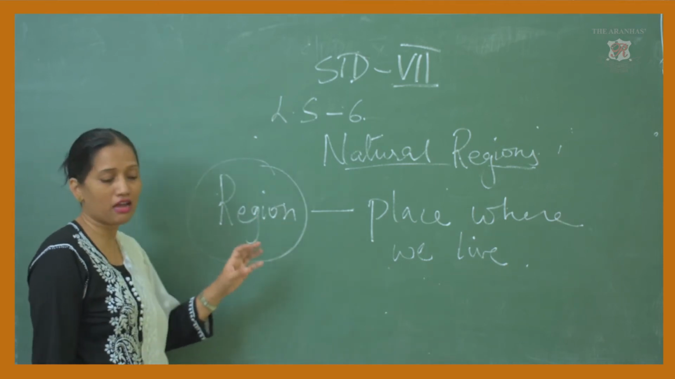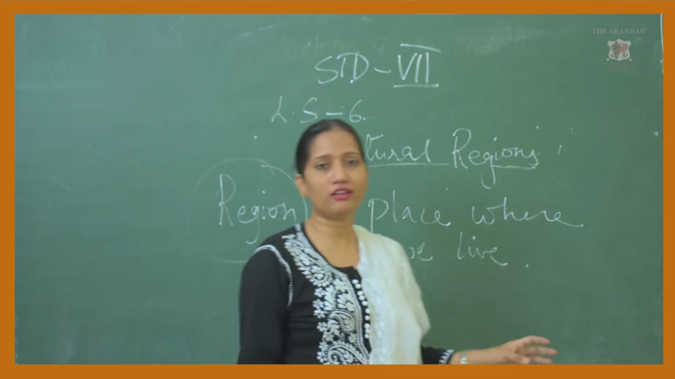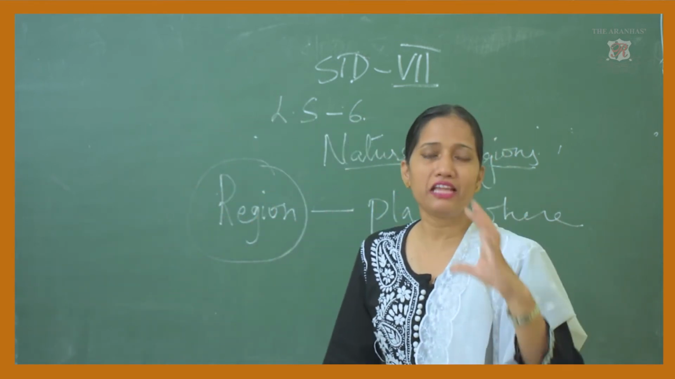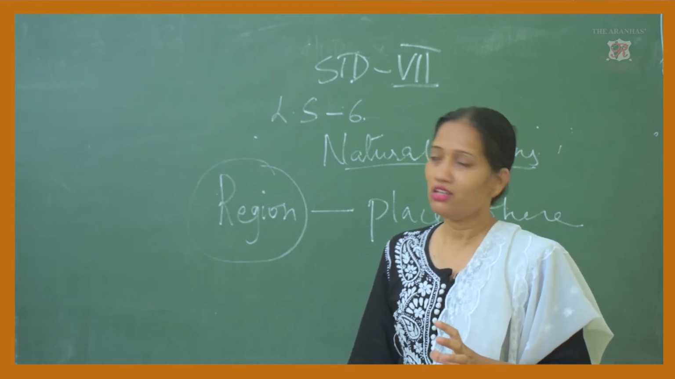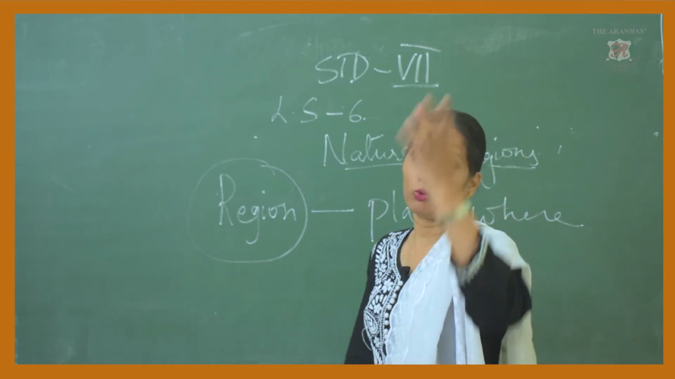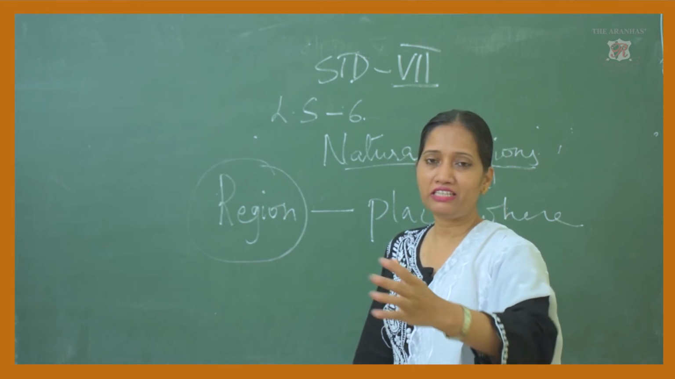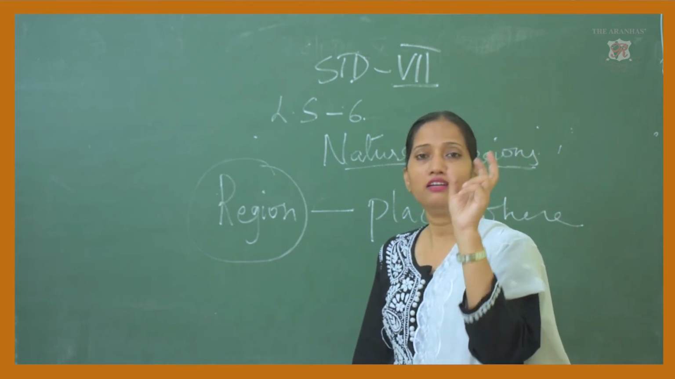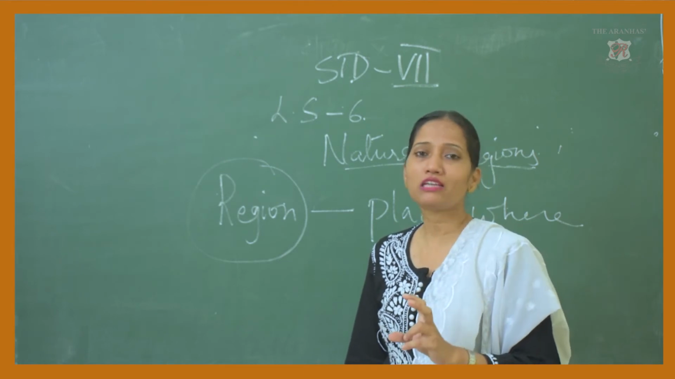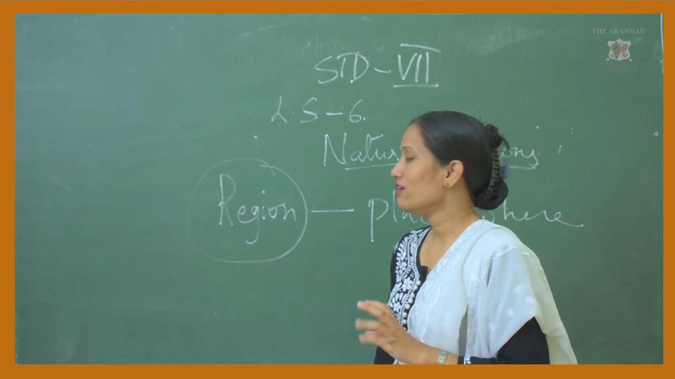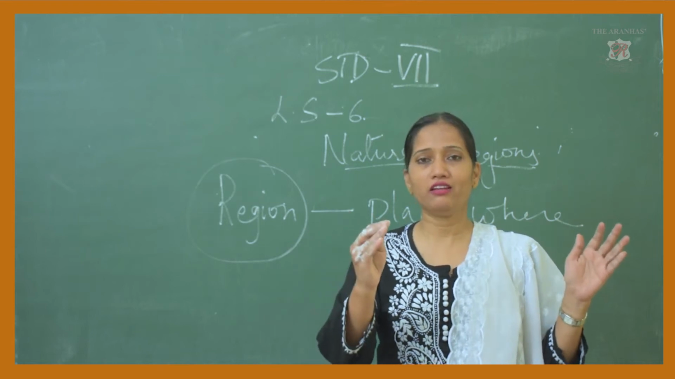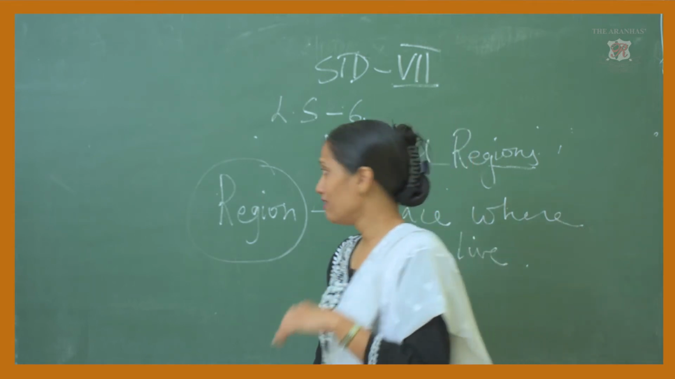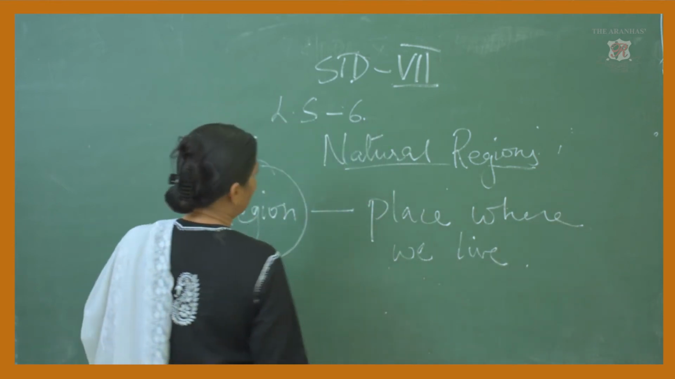So whichever place we live in, that is called a region, and different names are given to those regions. We can't simply say mountainous region, or valley region, or Iceland region. No, there are names given to such regions. There are a few places put together and they are called a region.